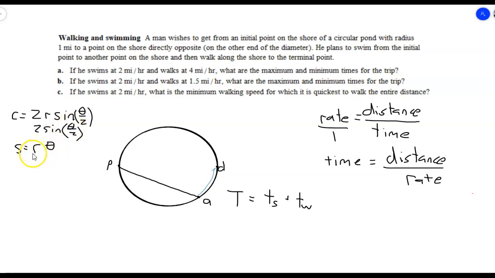And this one also, we know the radius is equal to 1 mile. So this is also equal to just theta here, right? So let's take a look how we can set this up.